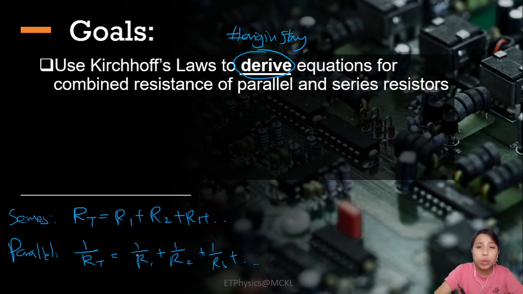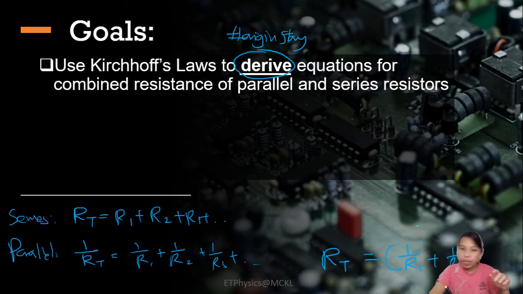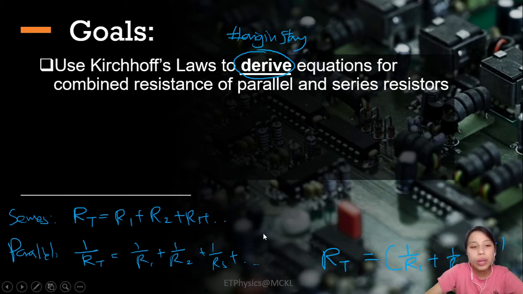Of course, if you want to find R total, then you have to rearrange: R total equals the inverse of everything, (1 over R1 plus 1 over R2 and so on) to the power of negative 1. The negative 1 means 1 over. Just a reminder. We're going to learn where these equations come from. Once you use it, you must know where it comes from.